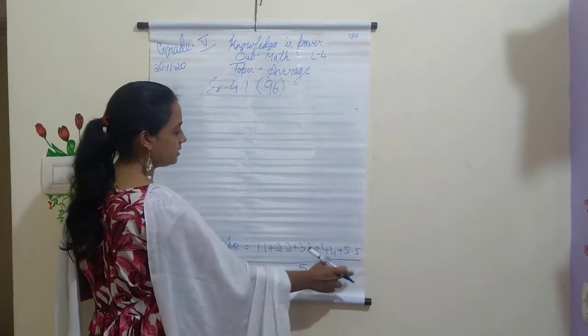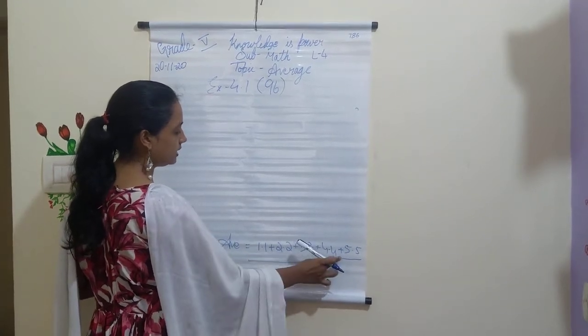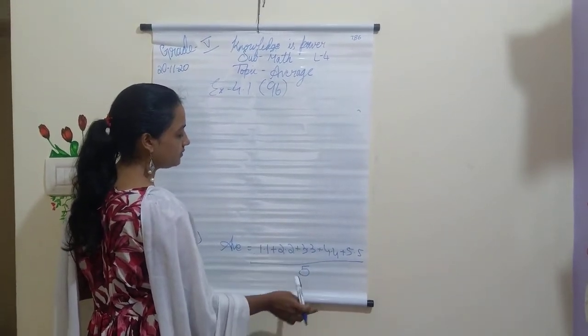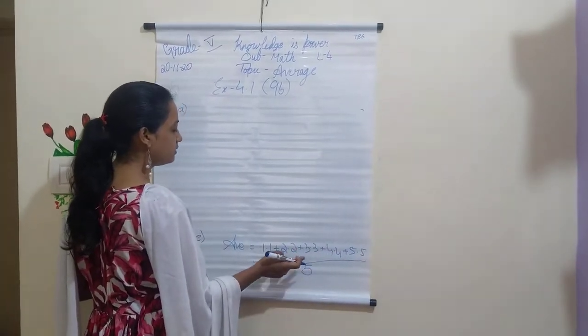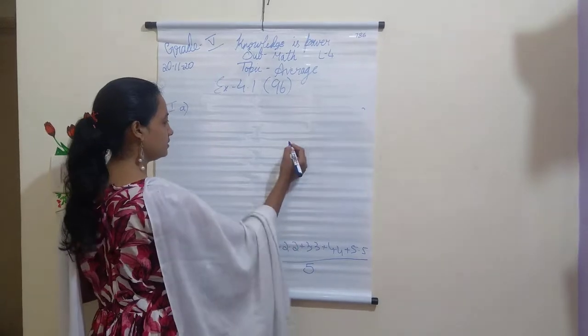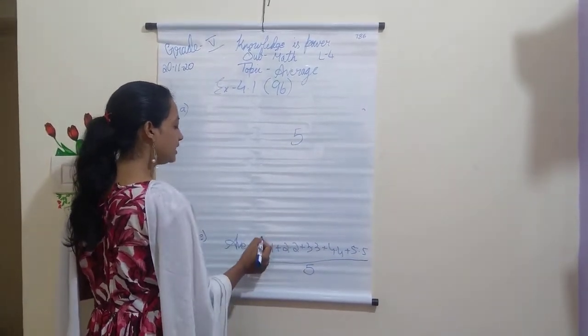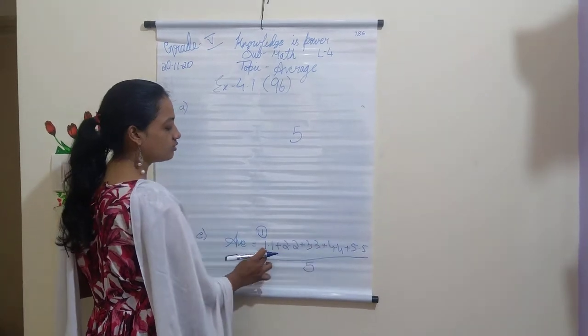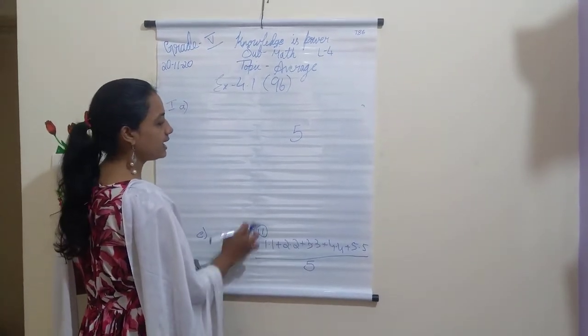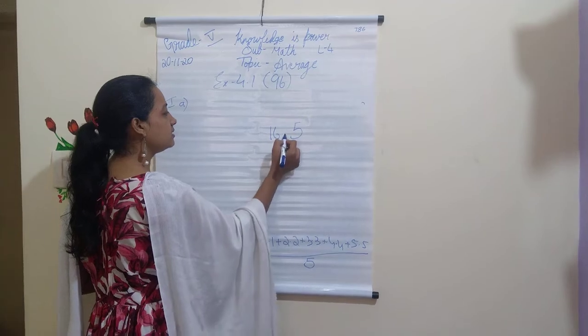I'll add it again. 5, 10, it's 15. 5 plus 4, 9. 10, 11, 12, 13, 14, 15. So the answer is 15. 5, 1 carry. Again I have the same numbers. So I'll get 15 plus 1 carry will be 16, and the decimal here.